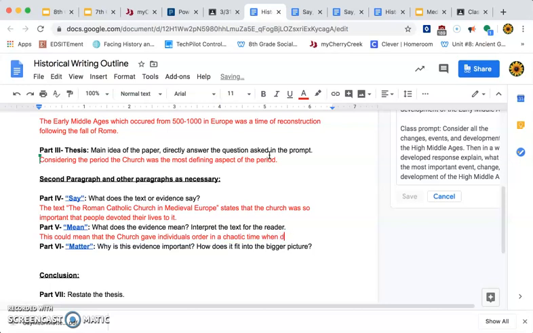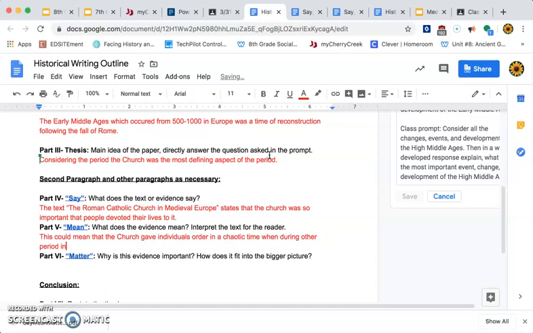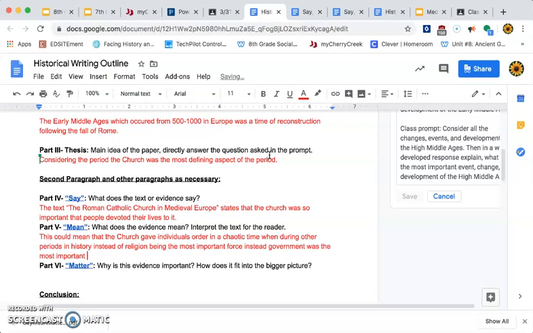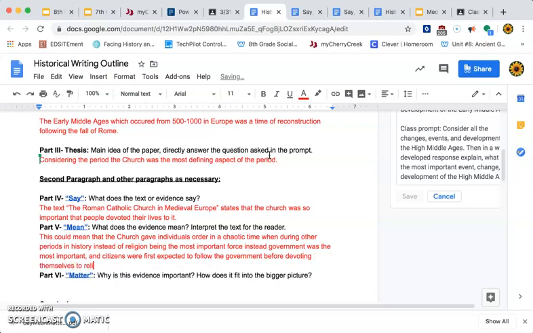When during other periods in history, instead of religion being the most important force, instead government was the most important. And citizens were first expected to follow the government before devoting themselves to religion. All right.